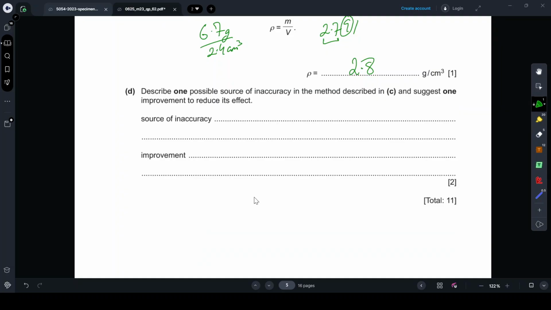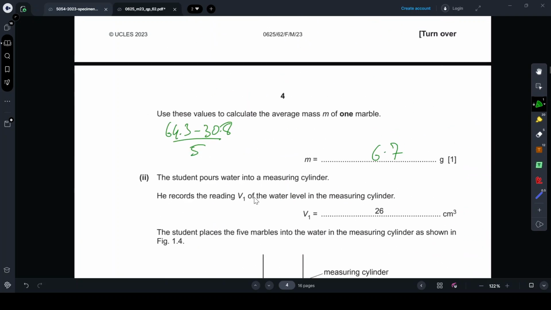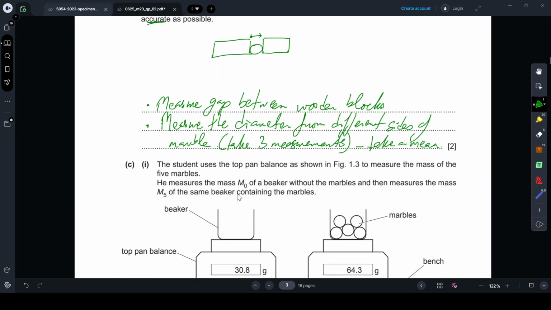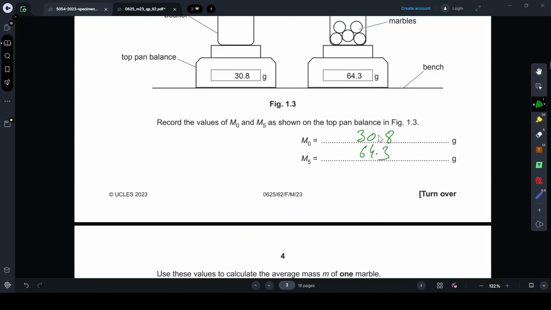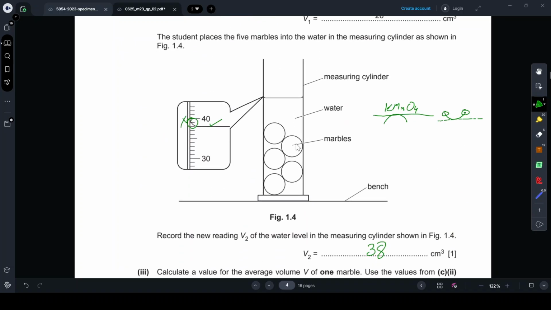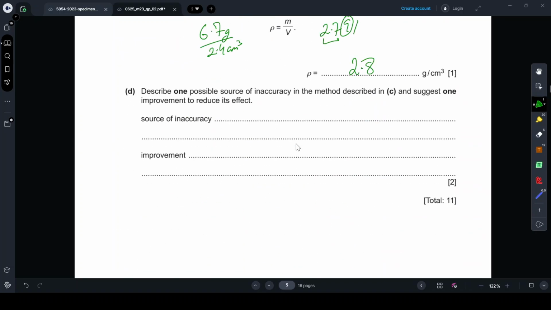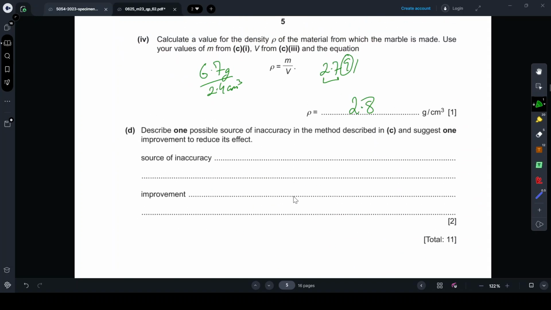Describe one possible source of inaccuracy in the method described in C and suggest one improvement to reduce its effect. So the C method is measuring the average mass and then measuring the average volume and then finding the density, right? So what is one possible inaccuracy, and then based on that inaccuracy, how are you going to improve it?